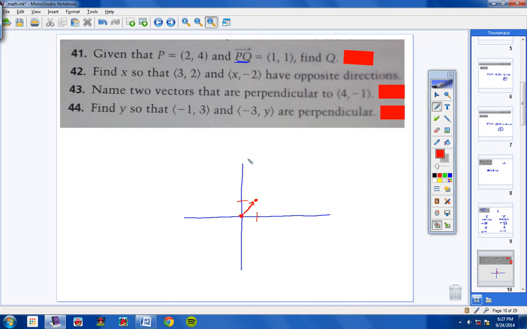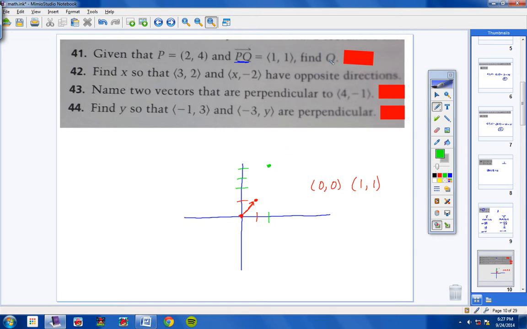Okay, so let's compare this. I know when vector PQ is written as an ordered pair, it starts at what ordered pair? 0, 0, and it ends at where? 1, 1. Don't you see what we do? We add 1 to the 0 to get a 1, and we add 1 to the 0 to get a 1. Now, before you wrote this vector as an ordered pair, P was at 2, 4. So I'm going to go over 2 and up 4. So here's where it started.